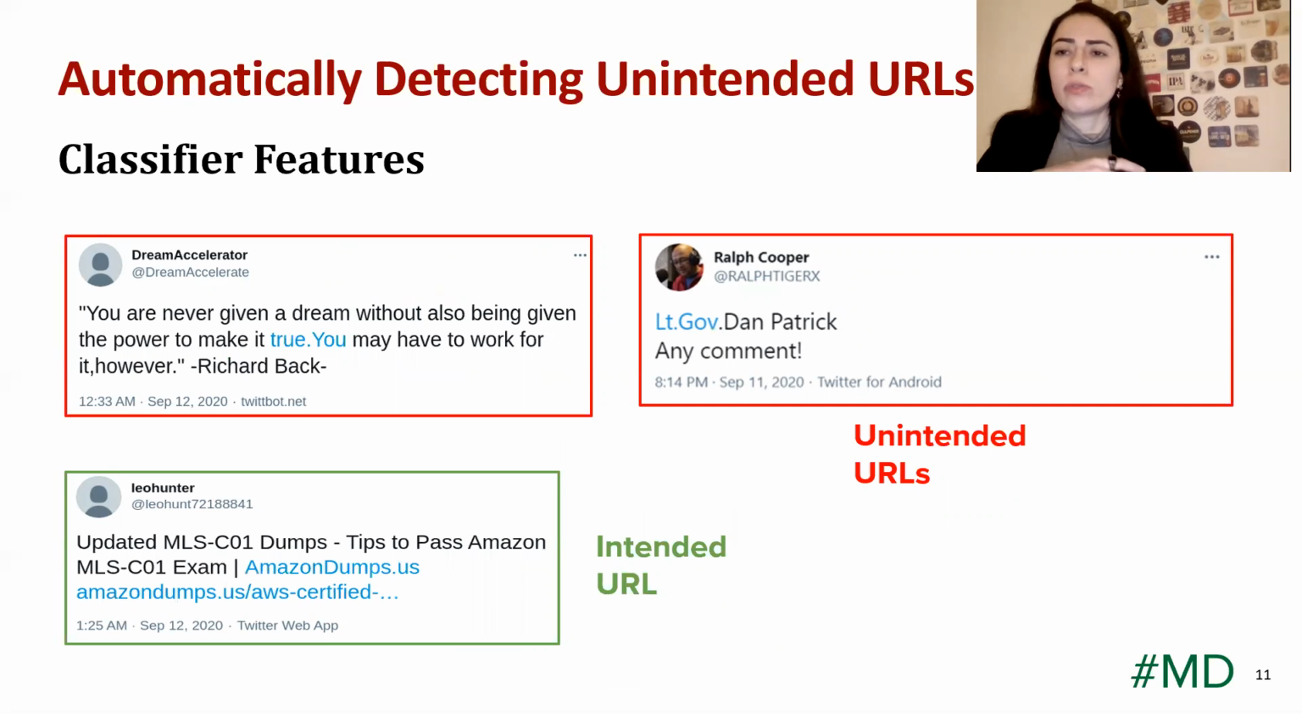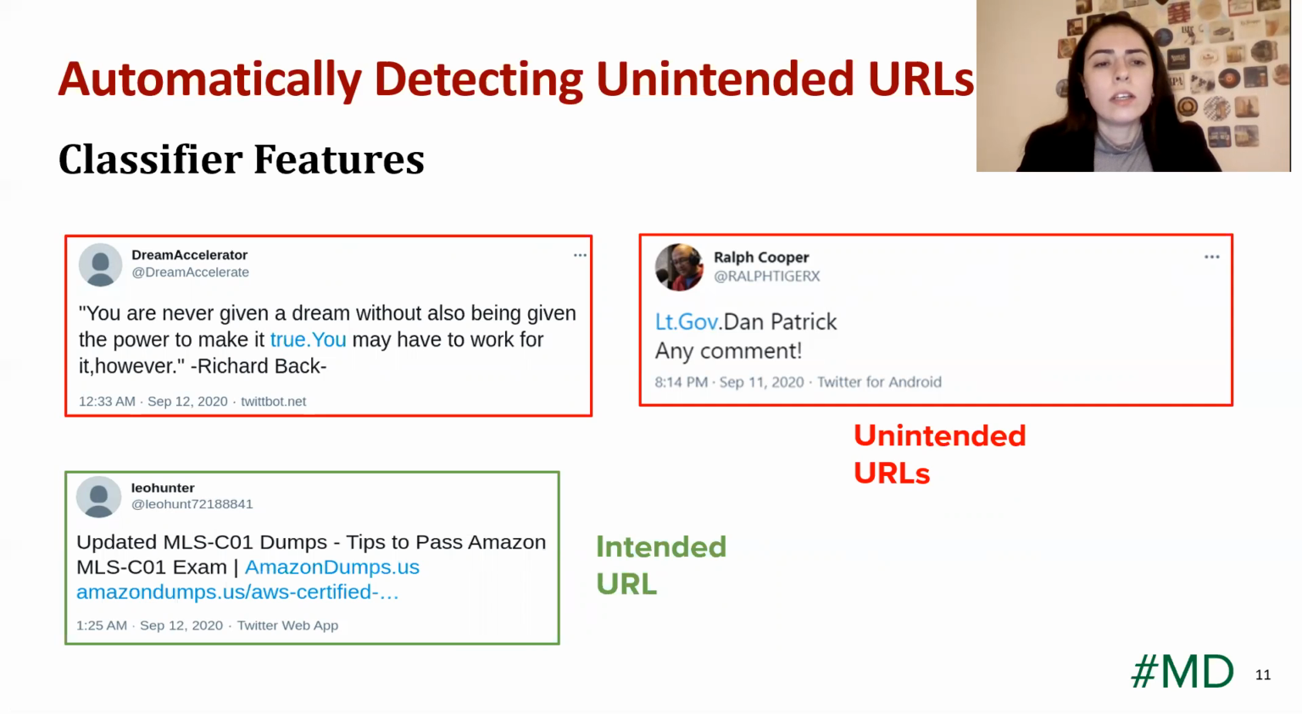So how do we use our features to distinguish between an intended and an unintended URL? On this slide, we have 3 different tweets, and 2 of them, the top 2, contain an unintended URL, and the one on the bottom contains an intended URL. There are several observations that we can make just by looking at these tweets. If you look at the first one, which has true.u as an unintended URL inside of it, you can see that the same mistake happened here. The author forgot to put a space after the first sentence, causing an unintended URL. We can observe that the URL here resides in the middle of the tweet. Whereas if you check the intended URL one, which is amazondumps.us, that URL resides at the end of the tweet.